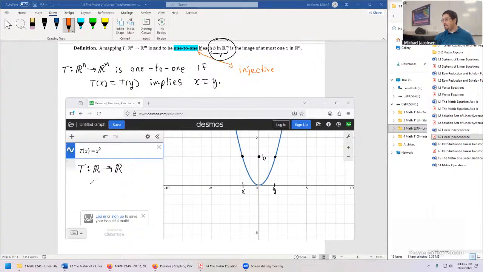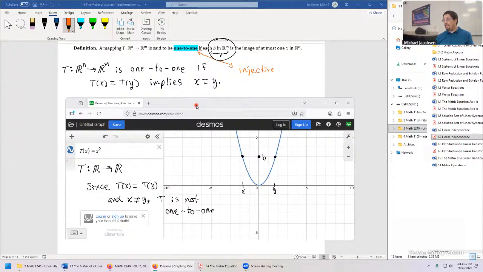Looks like it's 3. Since T of X equals T of Y, and X is not equal to Y, T is not one-to-one. It's 2-to-1, since two inputs, this X value and this Y value, lead to the same output of B. Looks like it's 3 once again. So that's what not one-to-one would look like as a quick graph using ordinary real valued functions.